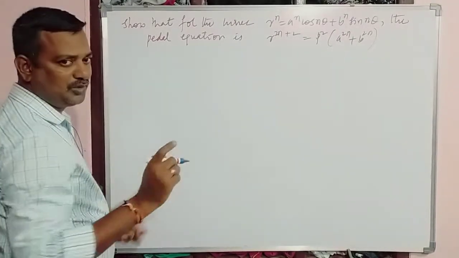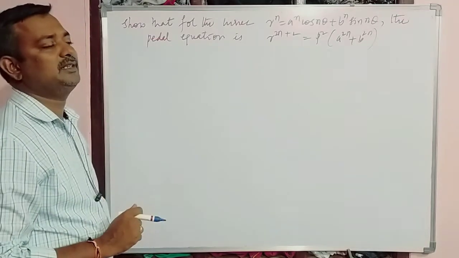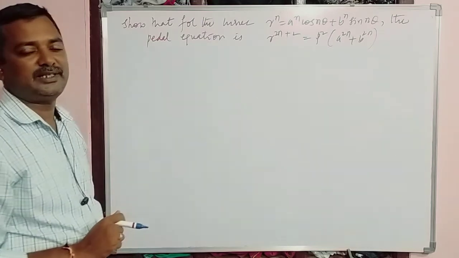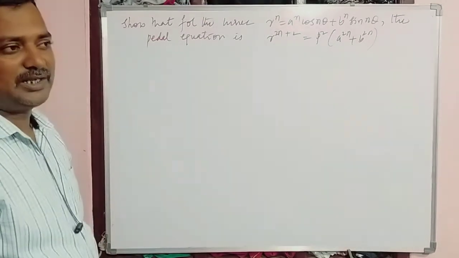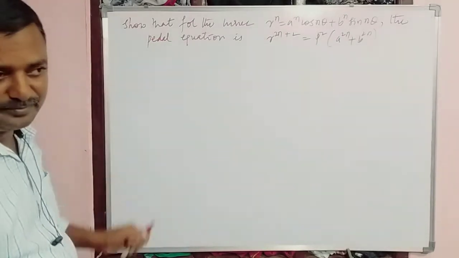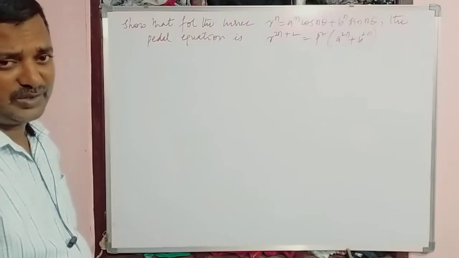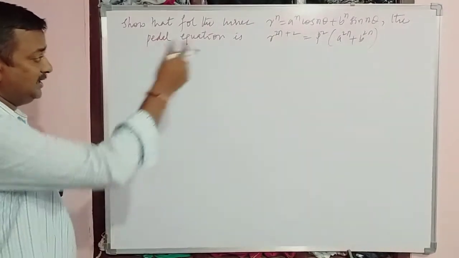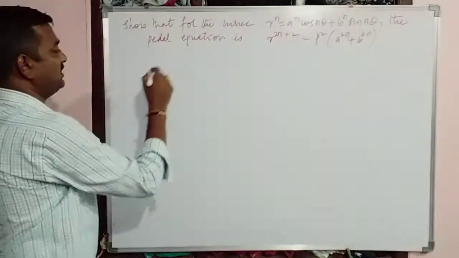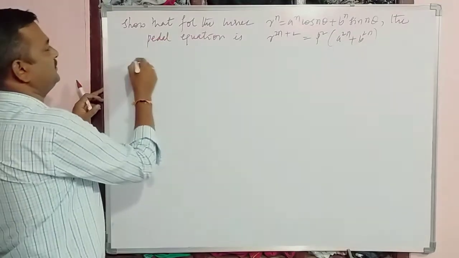So first, you know the procedure very well for finding the pedal equation. There are two methods. One, if you get φ explicitly, we use p = r sin φ. If you cannot get φ explicitly, we use a different formula: 1/p² = 1/r² (1 + r²φ'²). In this example, you are going for the second method. First, let us observe whether you will get φ explicitly or not.